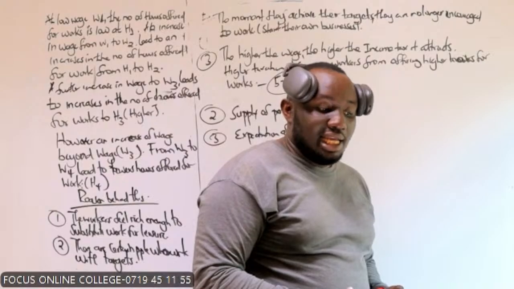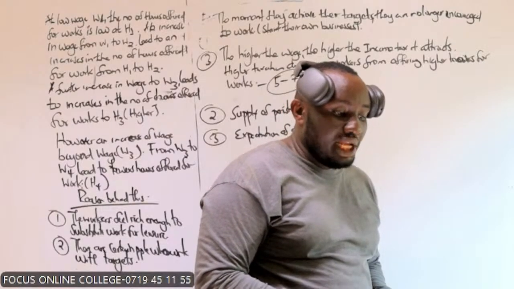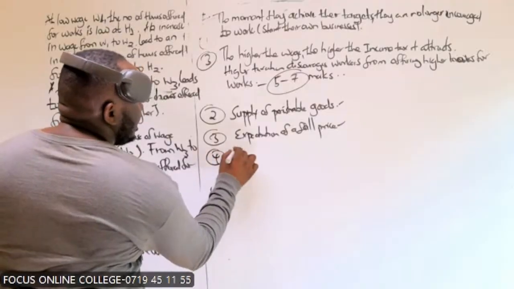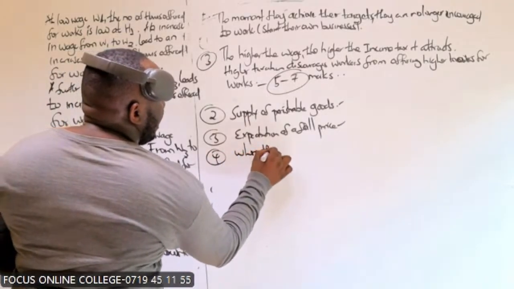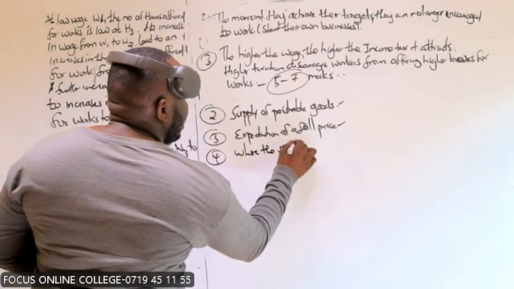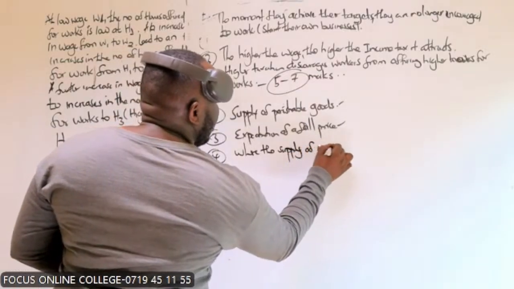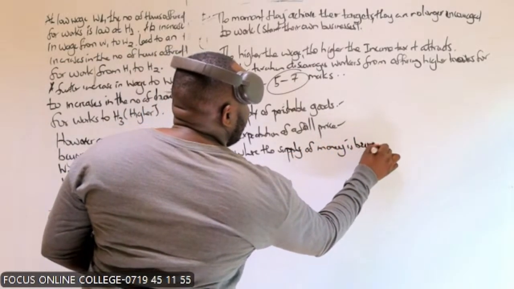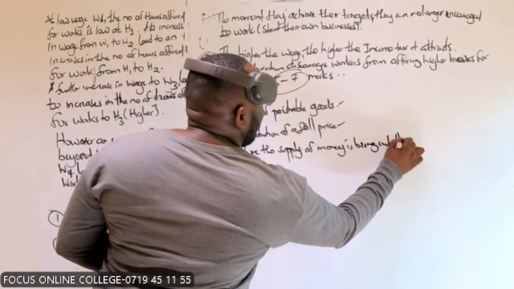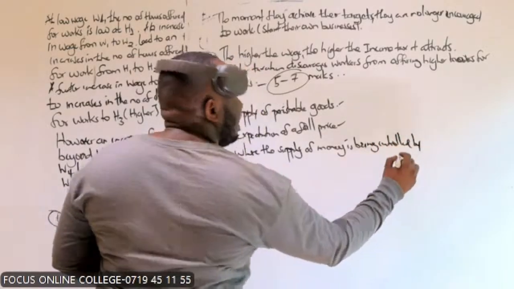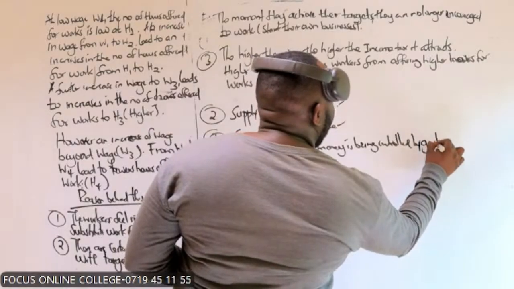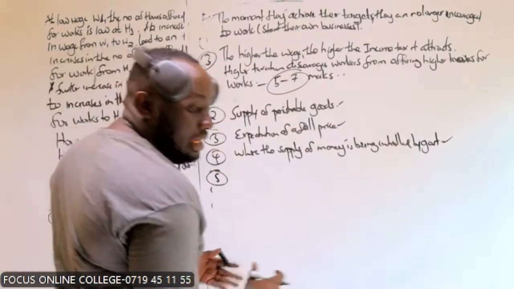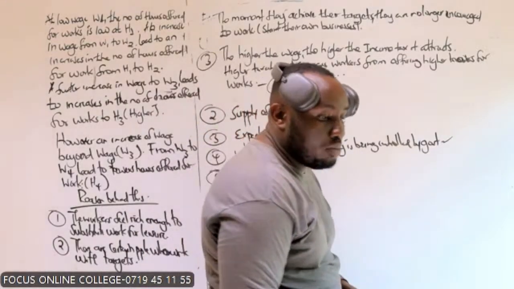Charity and Gillian, are we together? They say where the supply of money is basically controlled by the government. We say the supply of money is being controlled by the government. Where the supply of money, we understand, is being controlled by the government.